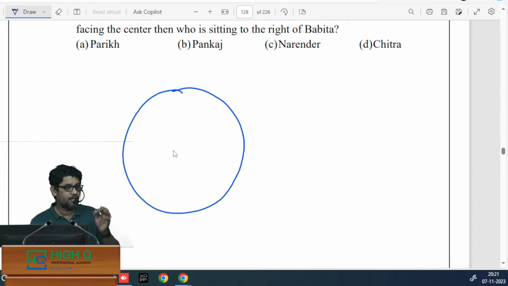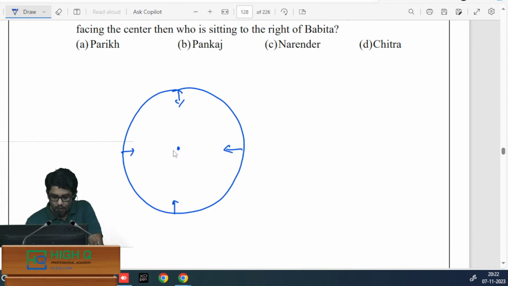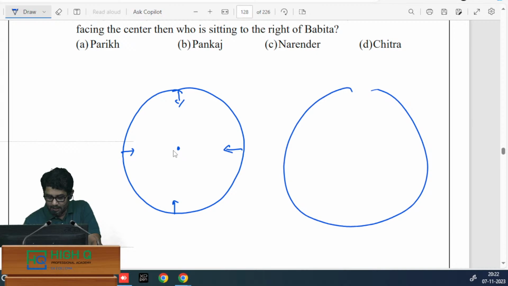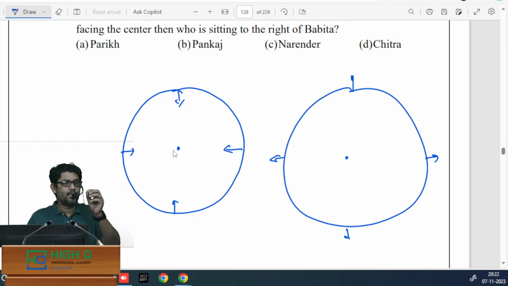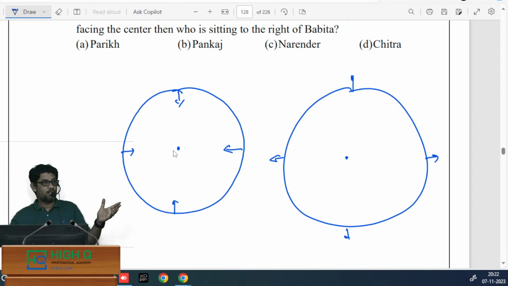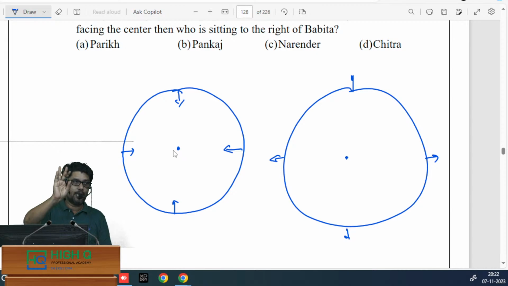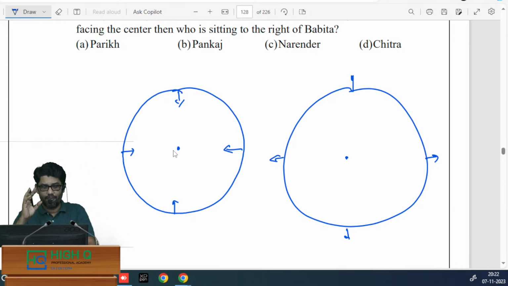In circular arrangement, there are two types, my dear. One is facing the center. Another is not facing the center. In the exam, they have to mention whether in the circular arrangement they are facing the center or not. Okay, this is point number one. When nothing is mentioned, we have to assume they are facing the center. For not facing the center, they have to tell us.